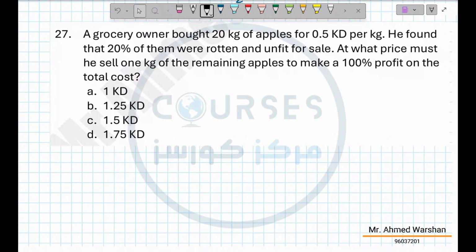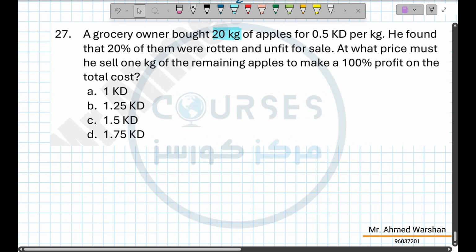For question 27, a grocery owner bought 20 kilograms of apples for 0.5 kd per kilogram. He found that 20% of them were rotten and unfit for sale. At what price must he sell 1 kilogram of the remaining apples to make a 100% profit on his total cost? Okay, let's take it one step at a time.